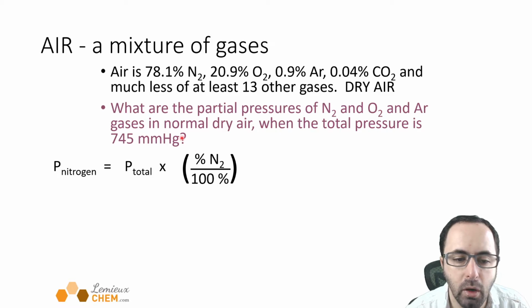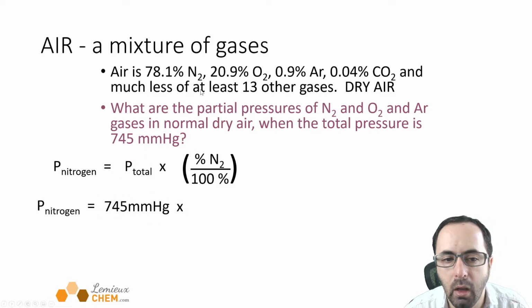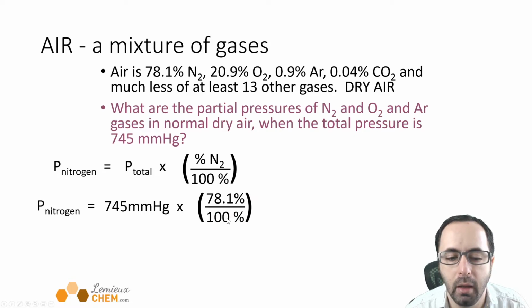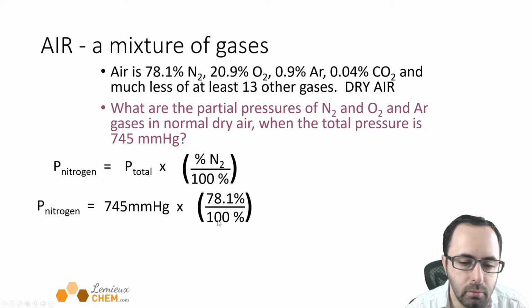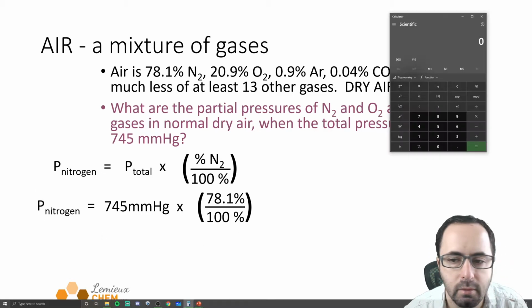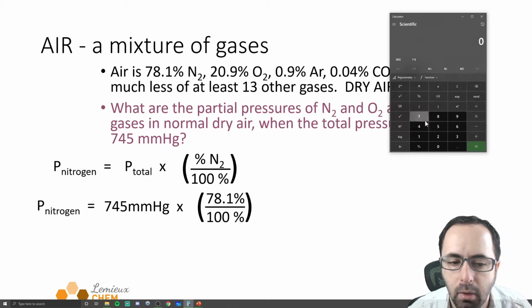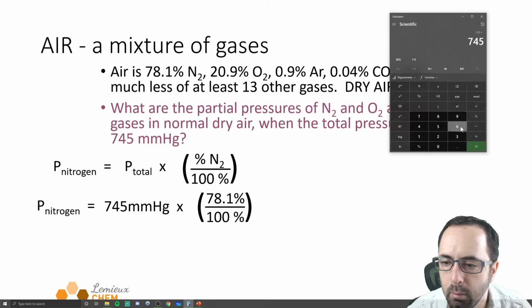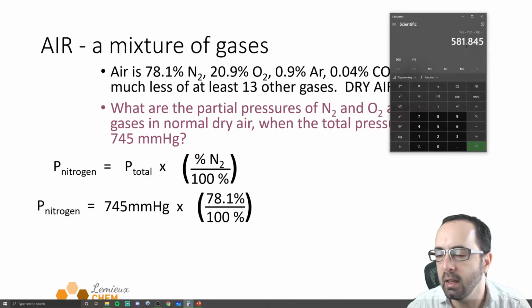So we take the total pressure here, we put it in right there, 745 millimeters mercury. We take the percentage of N2 and we put that in right here, so 78.1%, and then we divide by 100%. And so let's calculate this now. I'll break out the calculator here. So it's going to be 745 times 78.1 divided by 100, and we get the number 580.